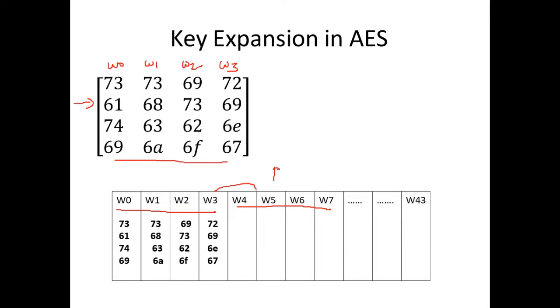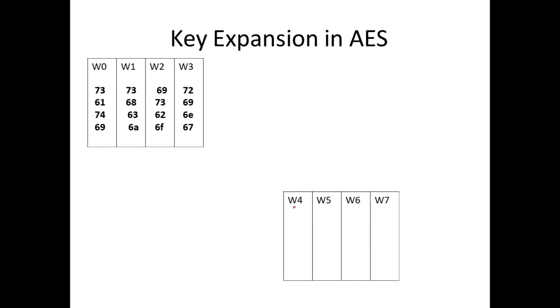So this will be used in round 1. And again, using these 4 words, we'll go and generate the next 4 words that will be used in round 2. Like that, we have to generate 40 words used in 10 rounds, 4 words per round. So now let us go and take a look at this strategy, how to use these 4 words and generate the next 4 words. If we understand this, everything else, the generation of other words will be exactly similar.